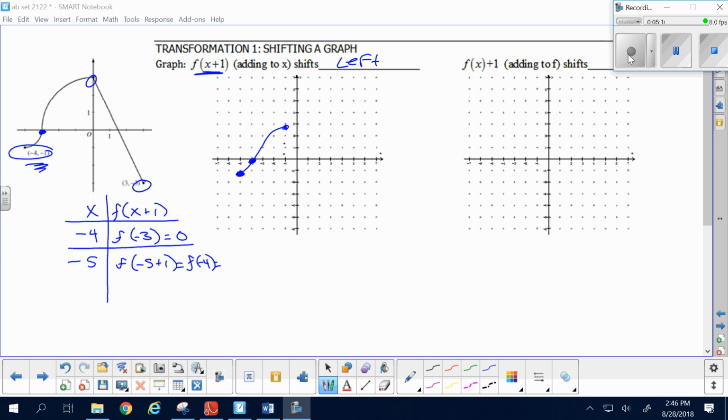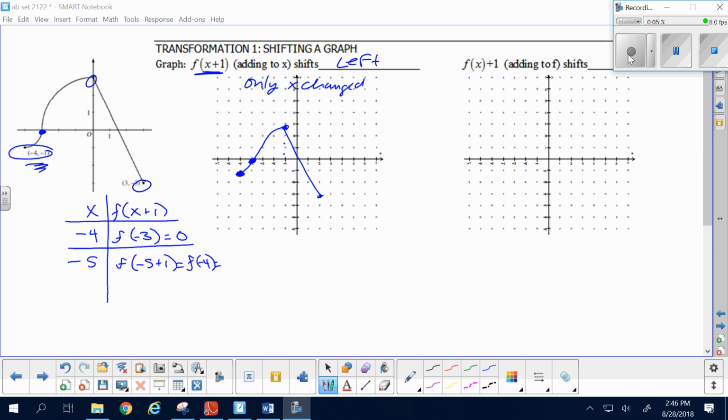And this point here, that's normally at 3, negative 3, now it's going to be 2, negative 3. You can see that in this case, only the x's changed. Really, the y's kept the same.